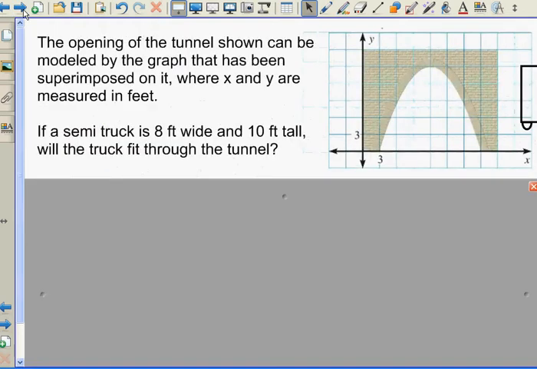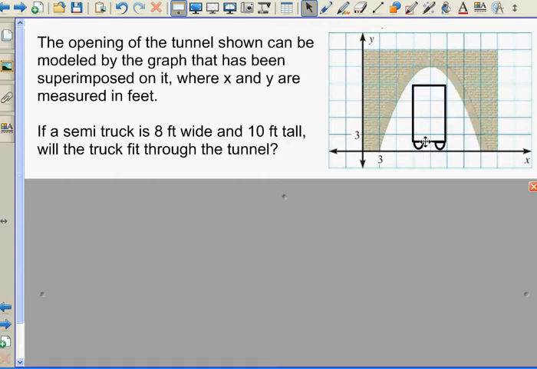So let's try another one. So this is the opening of a tunnel, and it says that there's been a graph superimposed, and you can see the graph on top of it, where x and y are measured in feet. And we've got a semi-truck that's going to be driving through this tunnel. So here's my semi from the back, and it's going to be going through the tunnel. And what we want to know is basically, is it going to fit?